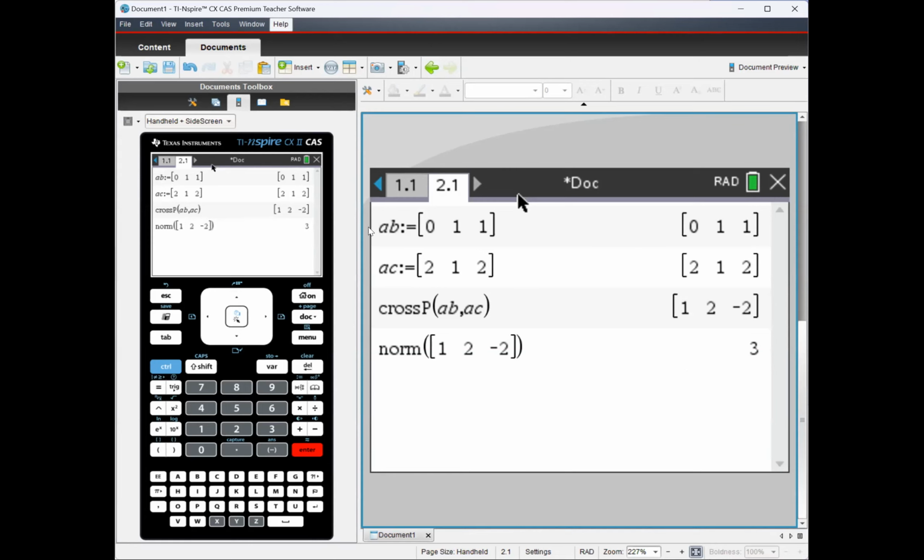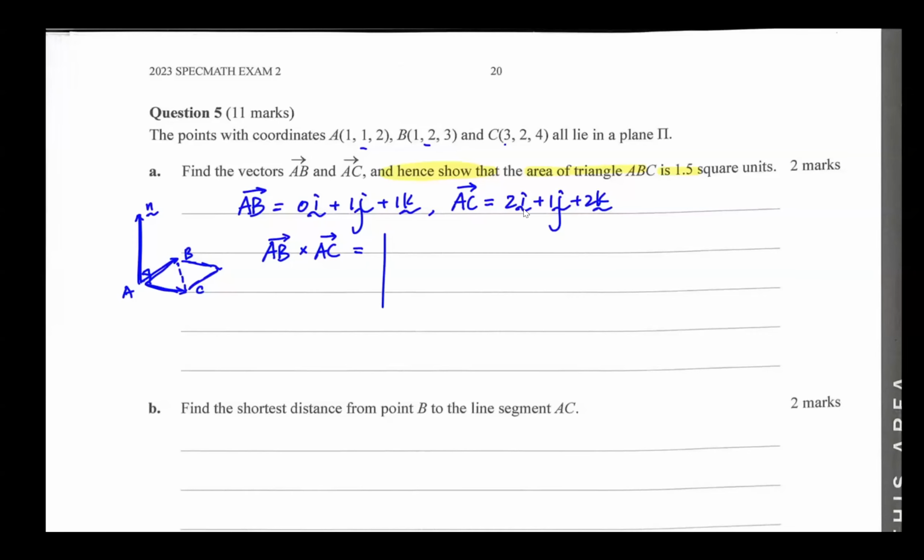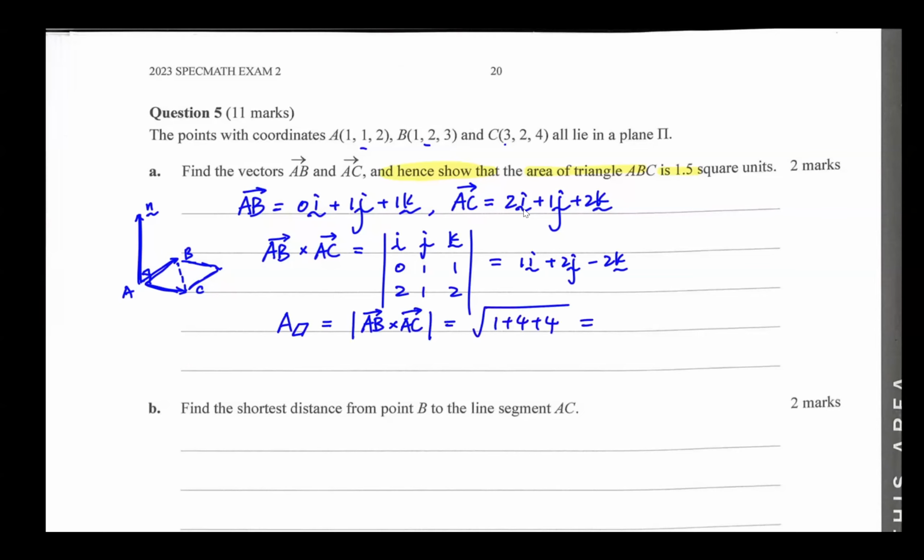Okay, so to properly show everything, I probably would include some working here, because it's a show that question. And that gives me 1, 2, minus 2. So the area of the parallelogram is the magnitude of AB cross AC. 1 plus 4 plus 4 under the square root, which is 3. Therefore, the area of the triangle is half times 3, which is 1.5 square units.